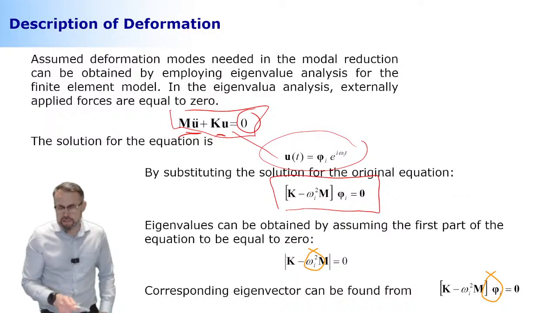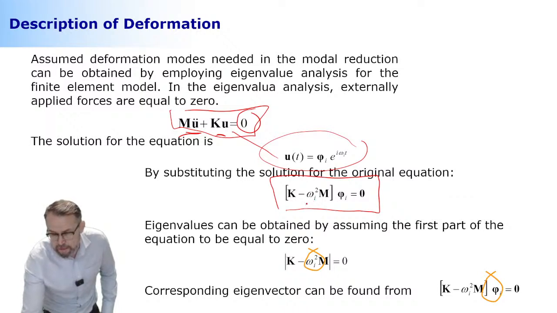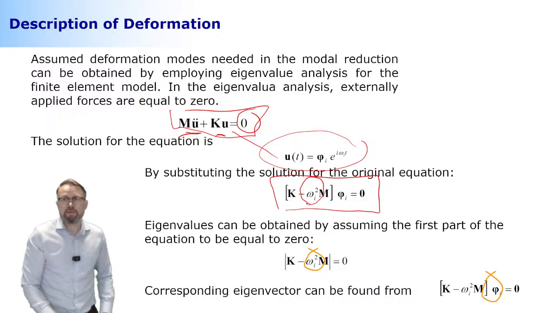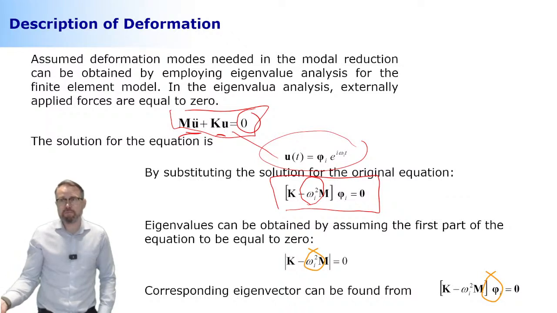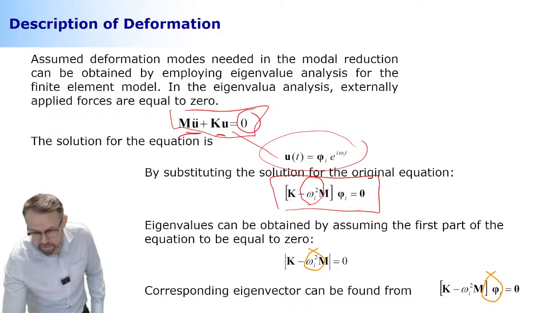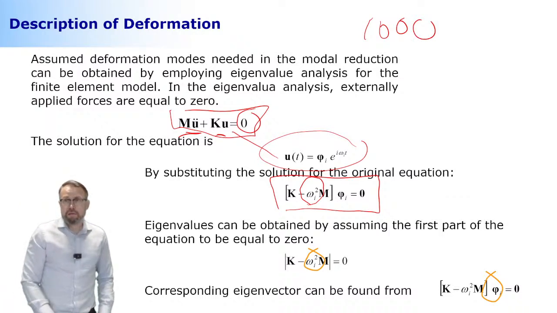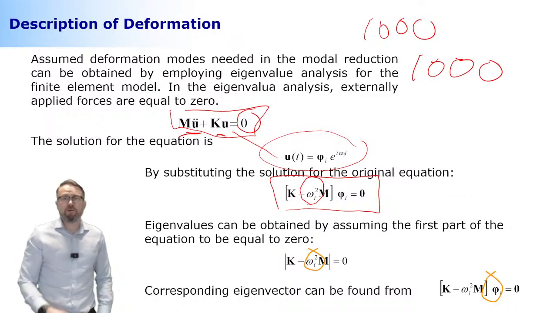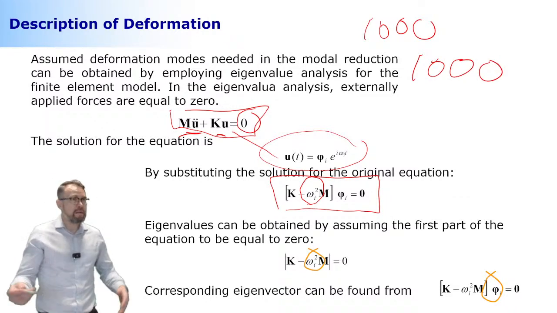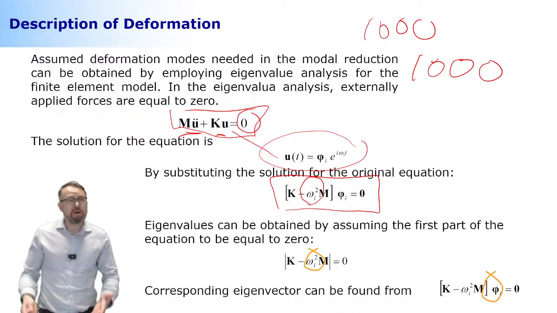This consists of two unknowns. The first one is this omega to the power 2, which is the eigenvalue. We can get as many eigenvalues as the number of degrees of freedom in your finite element model. So again, if you have a finite element model that consists of, let's say, 1,000 degrees of freedom, you can, in theory, get 1,000 eigenvalues, 1,000 frequencies that are telling, okay, this is where the structure behaves this way. This is how the structure behaves this way, 1,000 times.